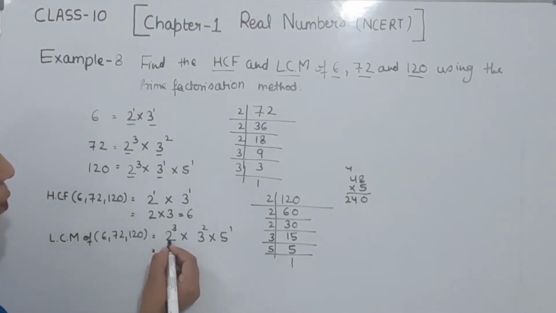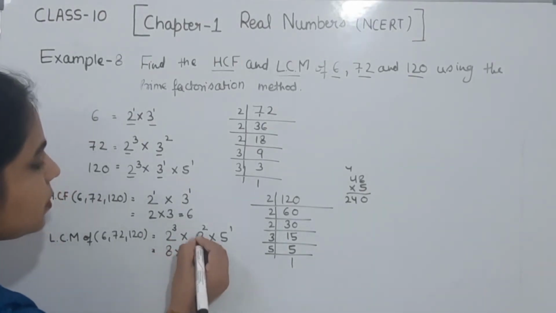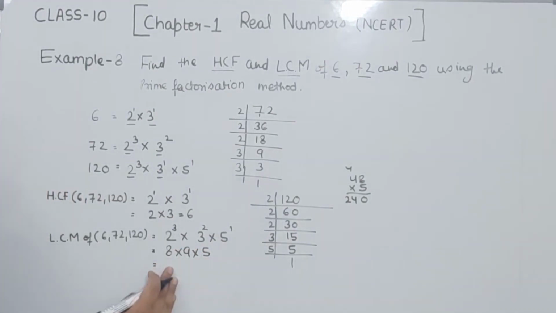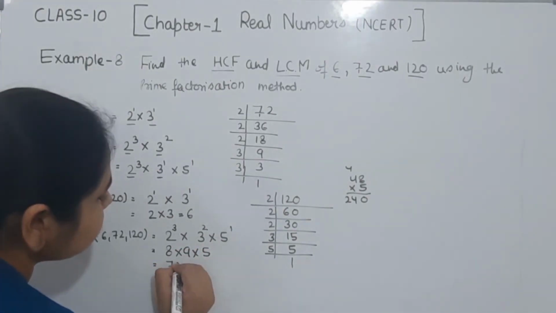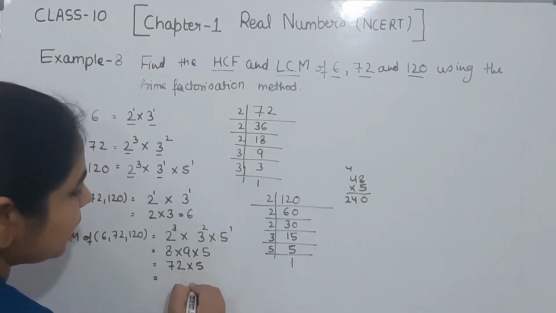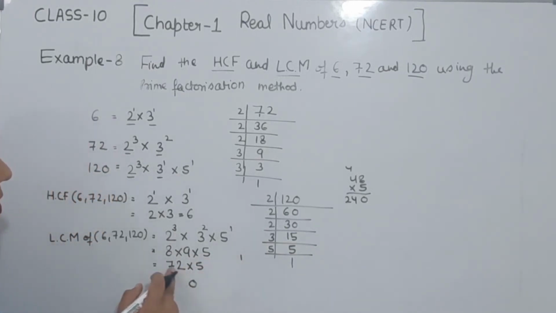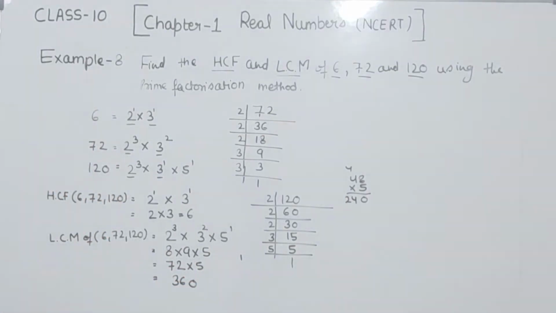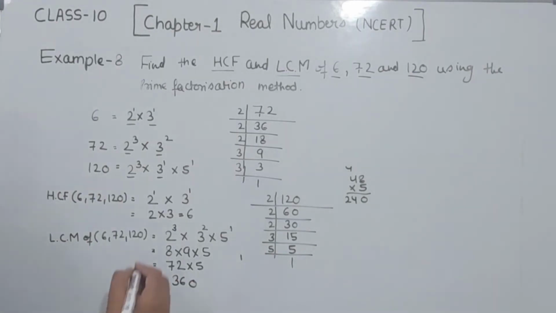So this one we are having 2 2s are 4, 4 2s are 8. 3 3s are 9 multiplied by 5. Now we are going to multiply this one. 8 9s are 72 multiplied by 5. Now 5 2s are 10, carry 1. 5 7s are 35 and 1, 36. So this one we are having is 360. So the LCM we are having is this 360 and the HCF we are having is 6.